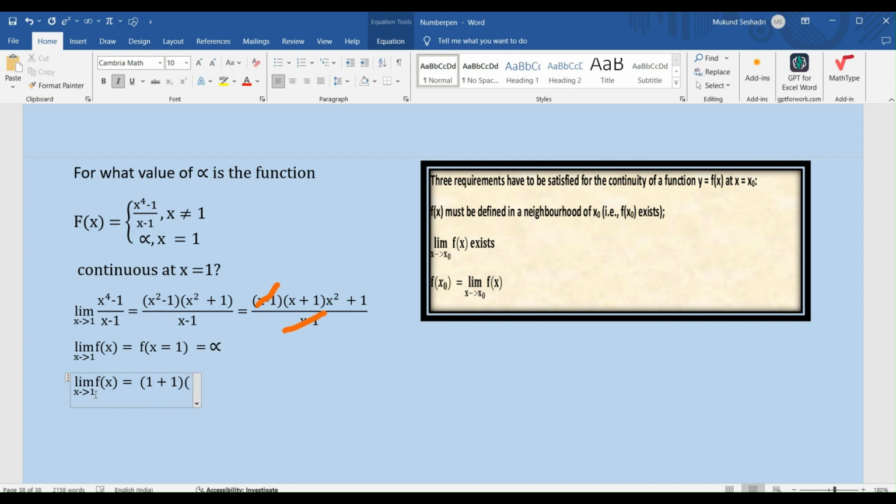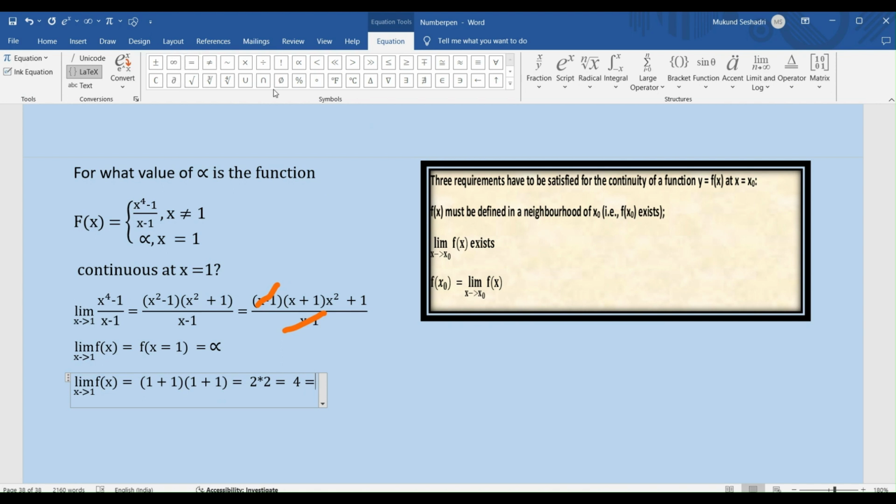So I have 1 plus 1 into 1 square plus 1, which is again 1 plus 1. So I have a 2 into 2, which is nothing but my 4, right? And what is my limit of f of x for the function to be continuous at x equals 1? It has to be equal to alpha, right? So there we have the answer. So we have alpha equals 4, right?